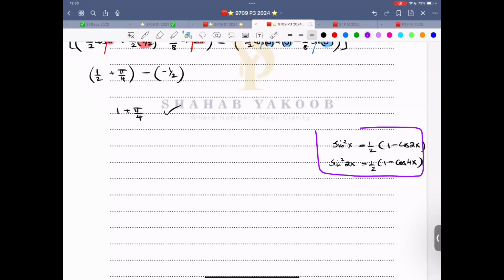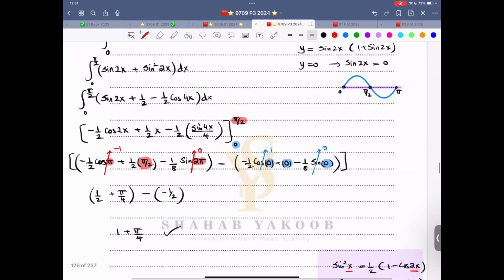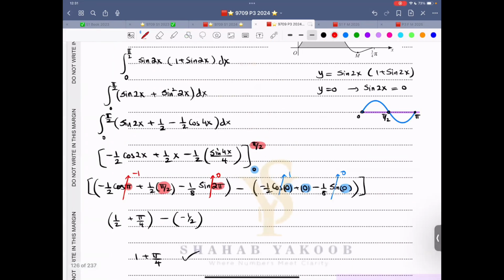That is usage of the double angle formula. So when we have sine square x, the double angle is 2x. When we have sine square 2x, the double angle is 4x. So this thing is replaced over here. So let me just do the replacement. So this thing sine square 2x is half minus half cosine 4x. And this sine 2x, the basic one, remains as it is.